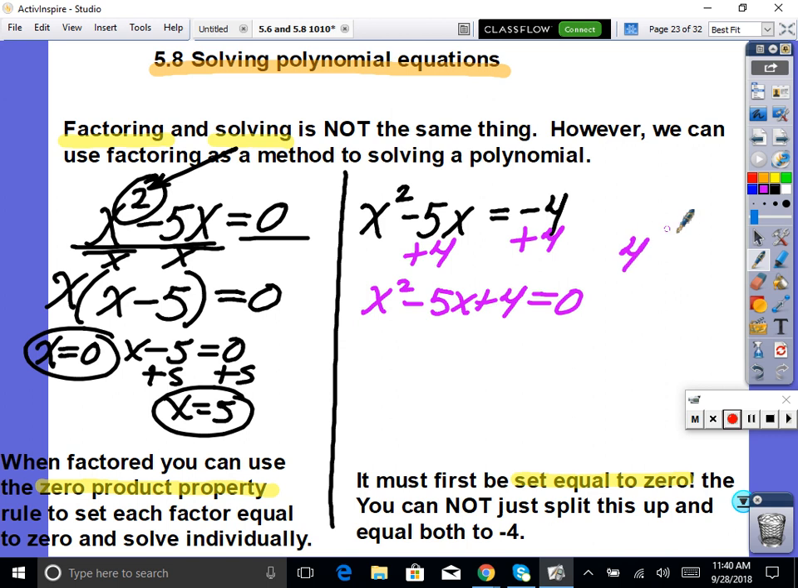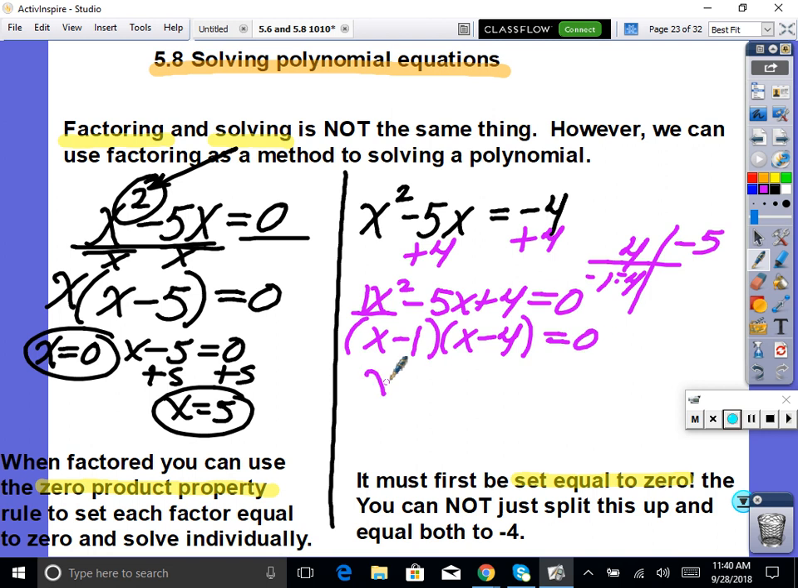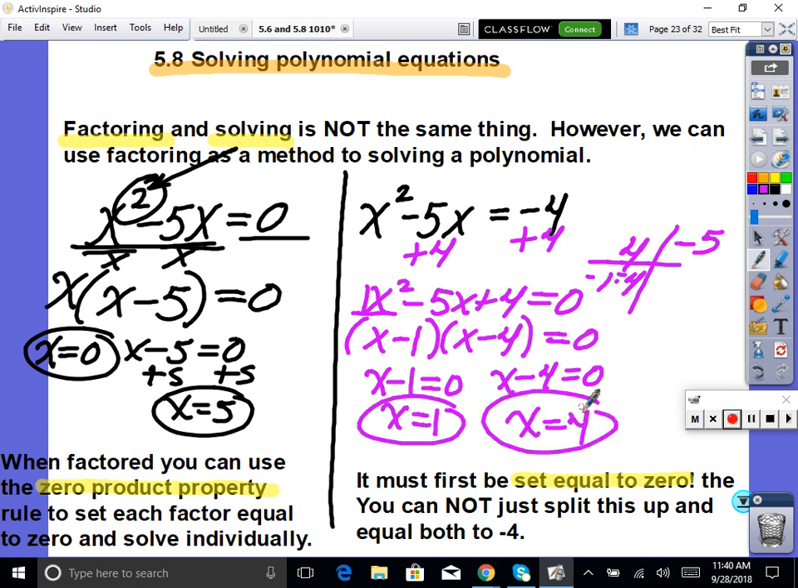Well, what multiplies to be 4 and adds up to be negative 5? 1 times 4, negative, negative. I can quick factor it, so it factors to be x minus 1, x minus 4. So now we can set each of those equal to 0 and solve. x minus 1 equals 0, x minus 4 equals 0. So x equals 1, right? Add 4, so x equals 4. Degree 2 should have 2 solutions. Done.